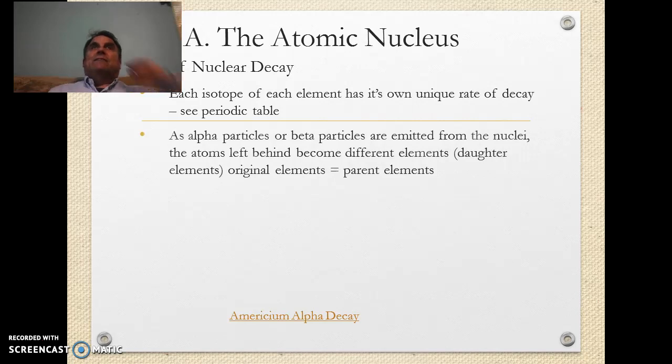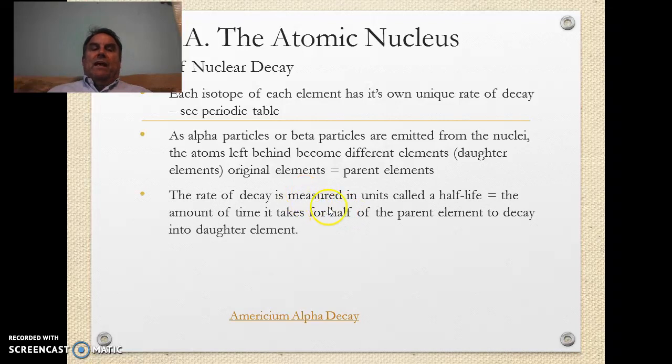So what's happening is as alpha or beta particles are emitted from the nucleus, the atoms left behind become different elements. Sometimes the notion of nuclear decay can give the impression that this substance is decaying or disappearing, when in actuality it's just becoming a different element. The same amount of matter is there, a small amount is lost in that these tiny particles are given off, but the sample is becoming a different substance. The original material is the parent element, and the new material is called the daughter element.